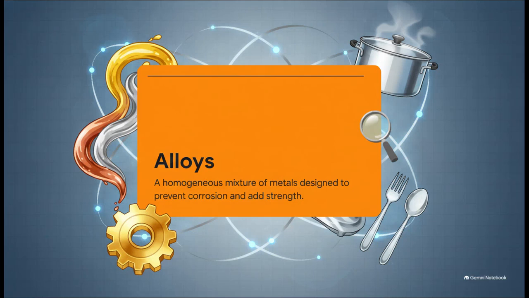So what exactly is an alloy? It's a completely homogeneous mixture of 2 or more metals, or sometimes a metal mixed with a nonmetal. Why go through the trouble of mixing them? Because it severely upgrades their properties. It makes them vastly stronger and highly resistant to corrosion. For example, mix copper and zinc and you get brass. Mix iron with nickel and chromium and you get stainless steel. The exact same stuff your kitchen sinks and utensils are made of, which basically never rusts.